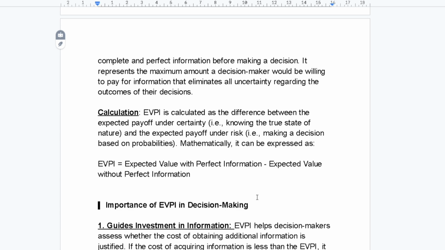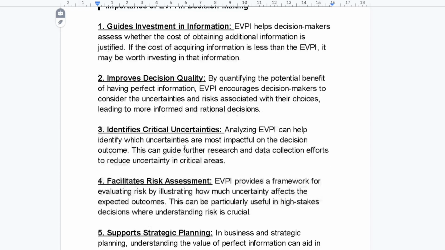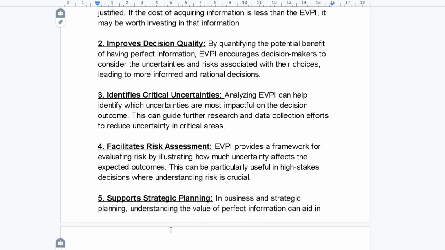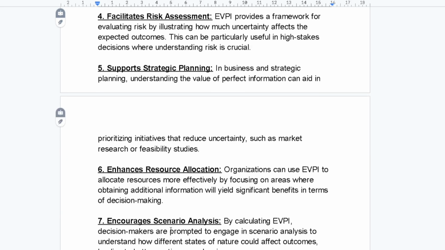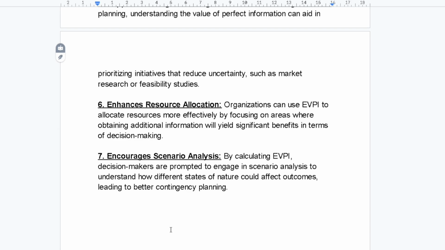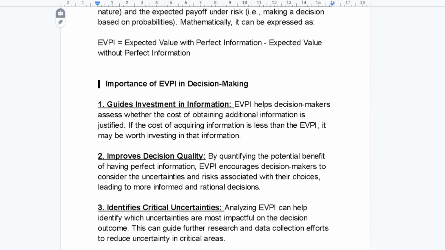So the calculation is done as expected value with perfect information minus expected value without perfect information. Now the importance of EVPI in decision making: it guides investment in information, improves decision quality, identifies critical uncertainties, facilitates risk assessment, supports strategic planning, enhances resource allocation, and encourages scenario analysis. So these are the importance of EVPI in decision making.